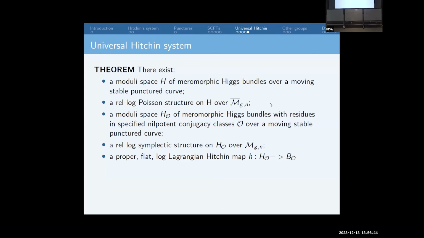So is there a non-trivial log structure on the moduli space over the boundary? Yeah. It's like a semi-stable degeneration. Right.